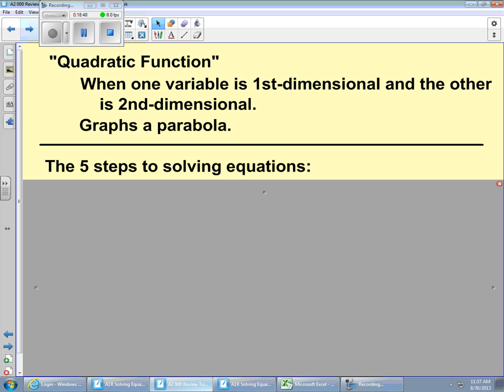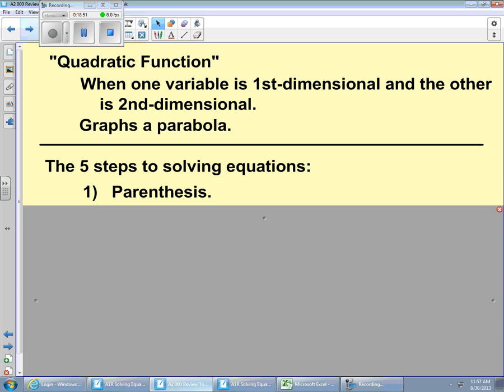Mine may be a little different from ones you've seen in the past, but bear with me, I'll tell you what they mean. My step 1 is parentheses. If parentheses exist in the problem, we need to deal with them.